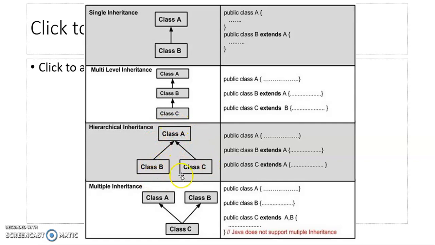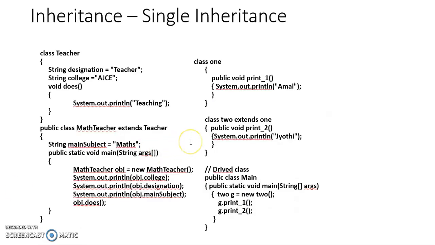Now B and C are not connected. B can inherit from A as well as C can inherit from A. And multiple inheritance we are not dealing with right now. It will be dealt with as a separate topic. So we'll take a look at this program.